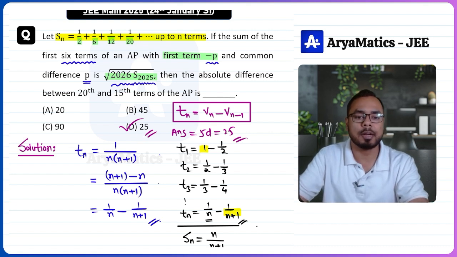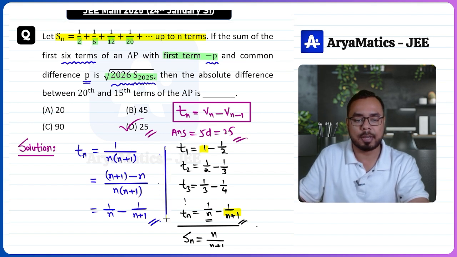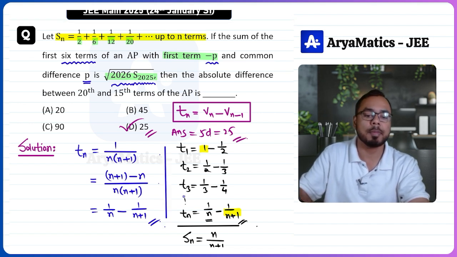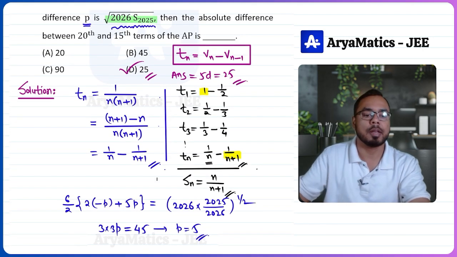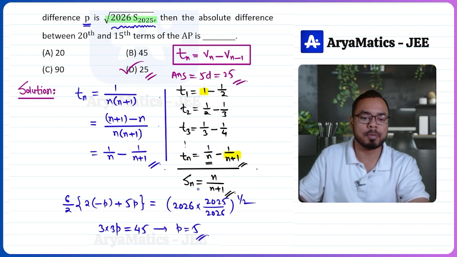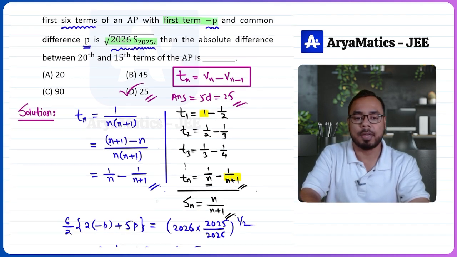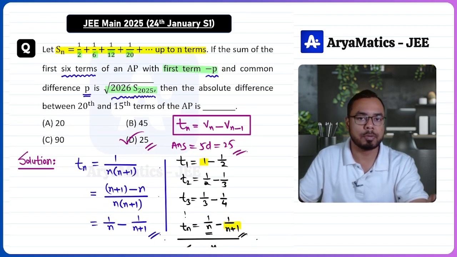So this was a very standard problem of method of difference. First write the general term as the difference of two consecutive terms. Then from there we got Sn as n/(n plus 1). And after that we used the standard formula for the sum of n terms of an AP. So finally the correct answer for this problem is 25.